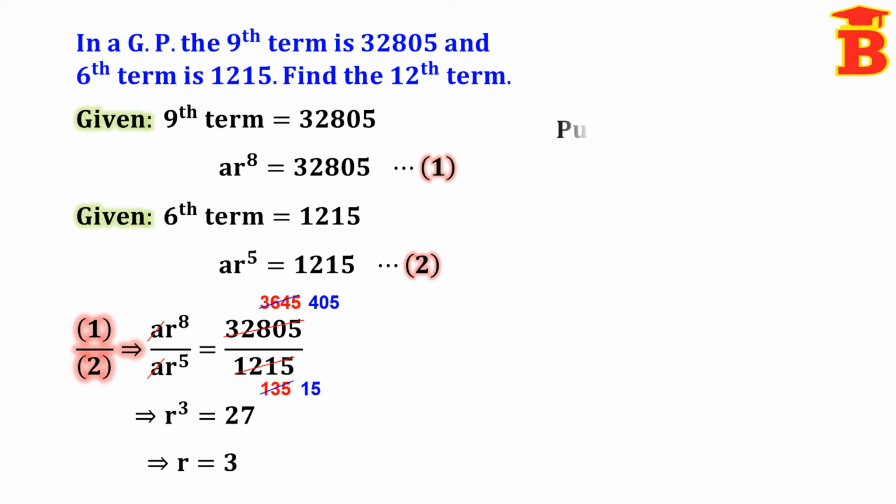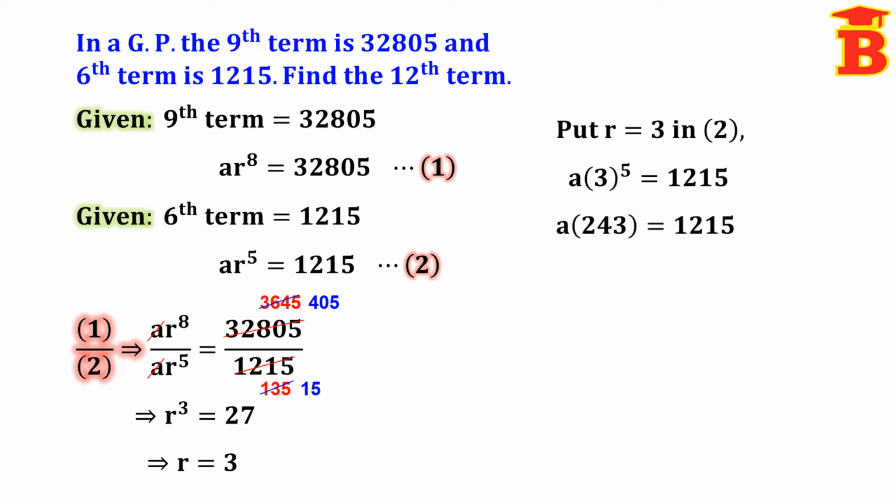Now substitute this r value in equation 2. That is a into r value 3 power 5 equal to 1,215. 3 power 5 is 243. Therefore a equal to, we get 1,215 divided by 243. This we cancel by 9. So we get 135 divided by 27.